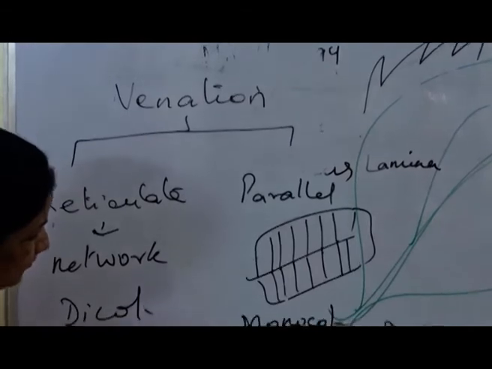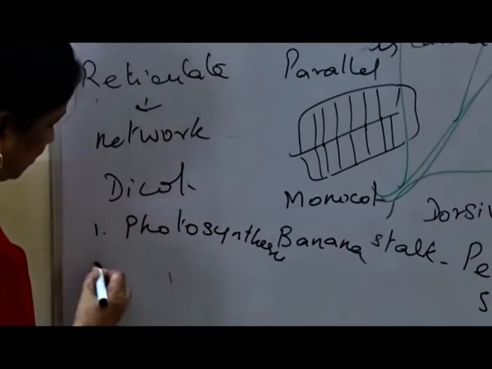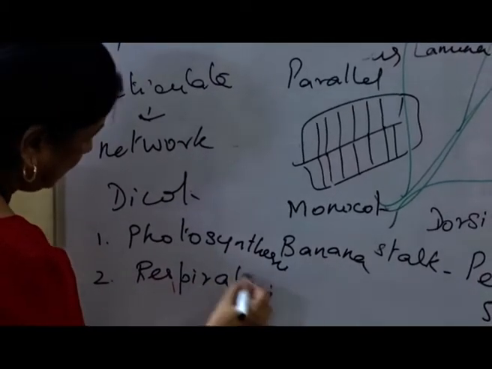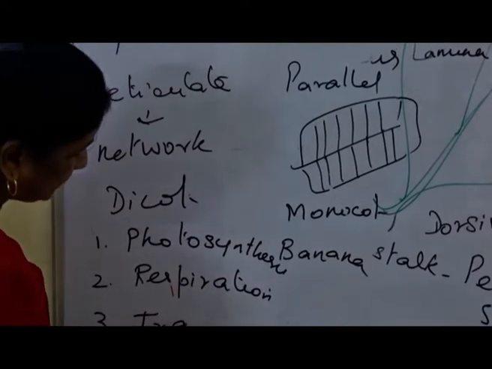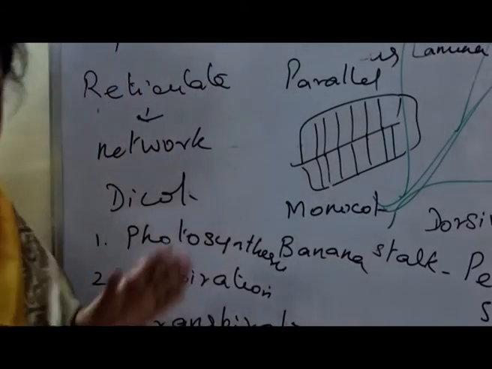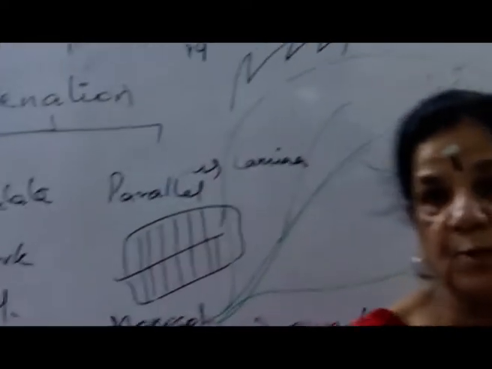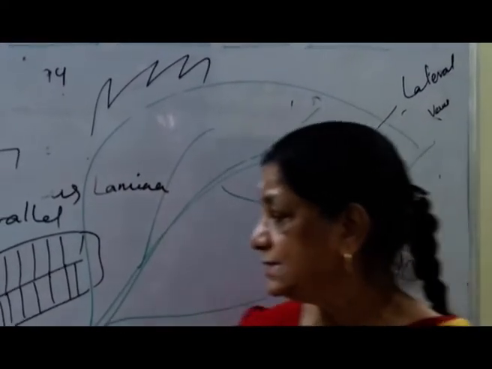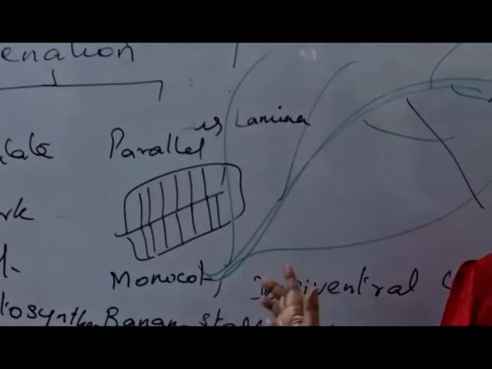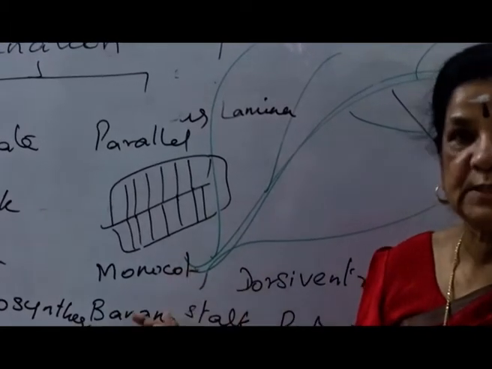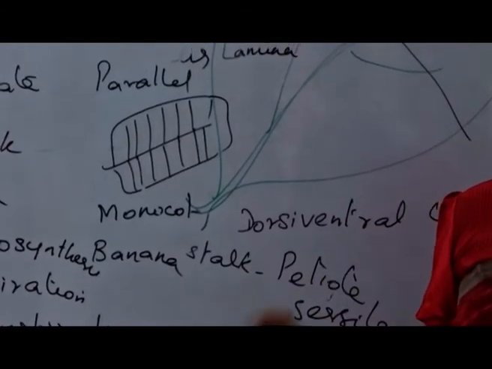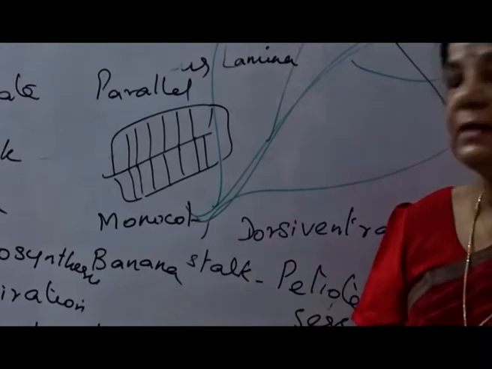photosynthesis. Function of the leaf, first one, photosynthesis. Second one, respiration. And third one is transpiration. Main functions only we are talking about. In photosynthesis, plants prepare food with the help of the leaf. Plants respire by exchange of gases, carbon dioxide and oxygen, that is respiration. Transpiration is the process where evaporation of excess water from the green plant is called transpiration.